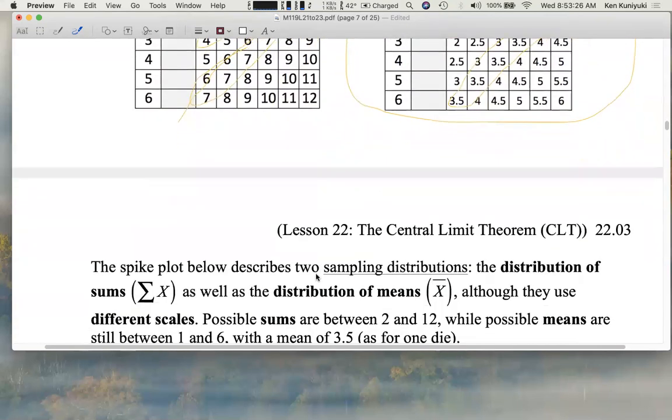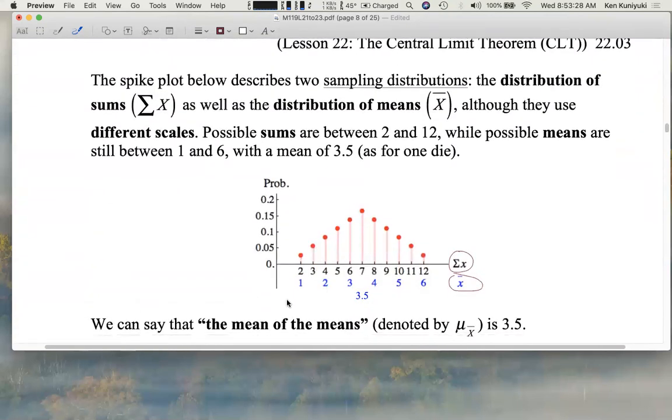So if you do a probability histogram, or in this case a spike plot, you would get this triangular spike plot, going from 2 through 12, using this summation x as your axis. The sum or total of the two dice can be somewhere between 2 and 12, and 7 was most likely. For a triangular distribution like this, the central value is the most likely value.